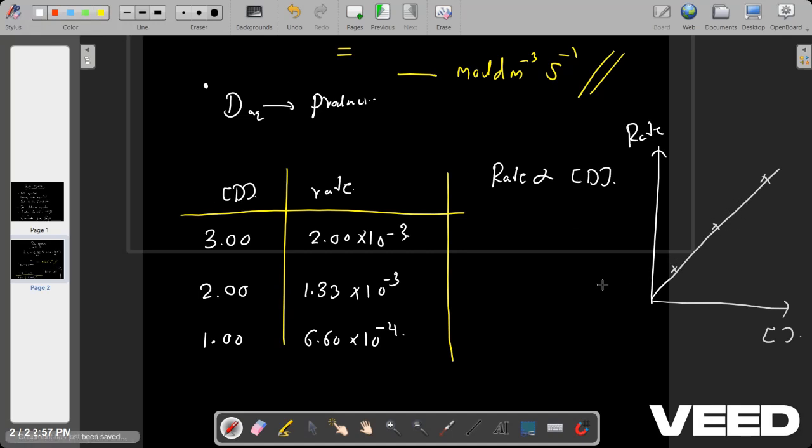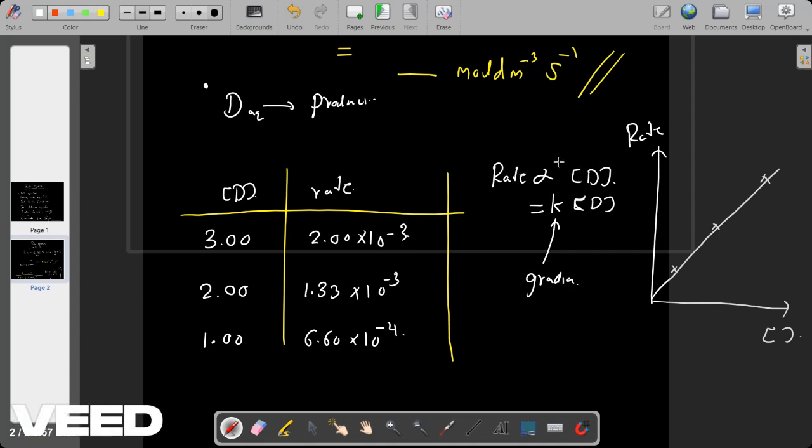What can you tell about the gradient? Negative or positive? Here, rate equals k[D], right? What does this k mean actually? The gradient of the graph. So that is why we can tell rate is proportional to the concentration. Why? The gradient is constant, right? So in this equation, the k value is represented by the gradient of this graph.